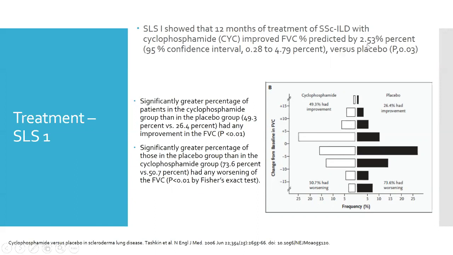Overall, it was about 2.53%. But when compared to placebo, 49% of patients on cyclophosphamide, as compared to 26% on placebo, actually had any improvement in FVC, which was good. The other important thing is the opposite: a greater percent of patients on placebo had worsening of FVC when compared to cyclophosphamide. So in both categories you had some who had improvement and some who had worsening, but with cyclophosphamide, more patients had improvement and fewer patients had worsening.